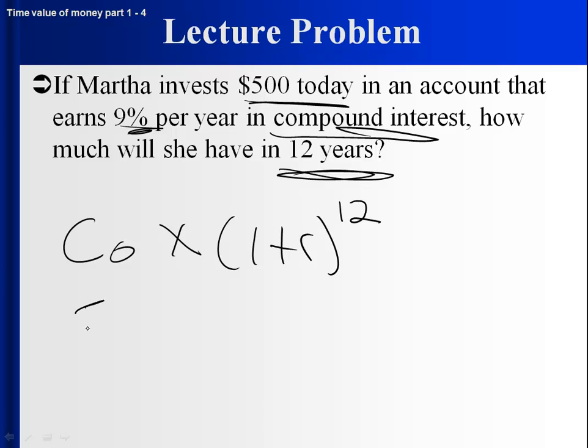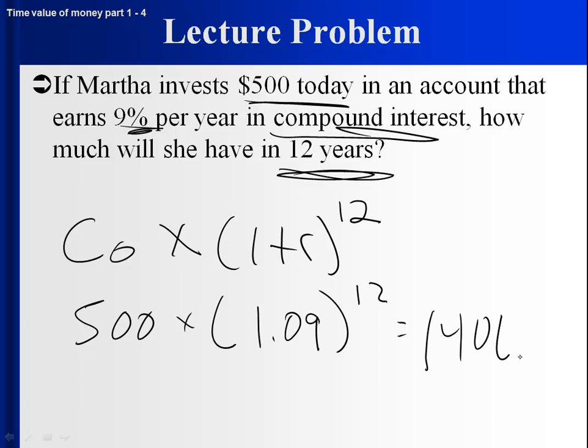So in this case, she has 500. Every year, she's going to get 9% interest, and that's going to happen for 12 years. And if you work that out on your calculator as 500 times 1.09 to the 12th, you wind up with $1,406.33. So the money almost triples over 12 years when the interest rate is 9%.